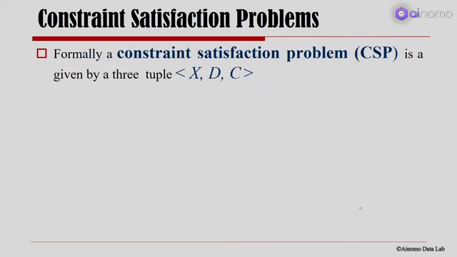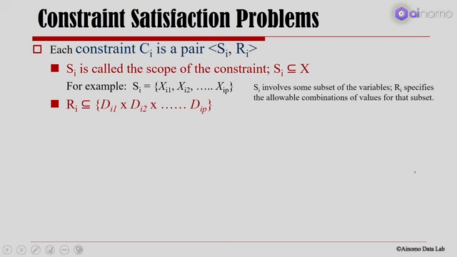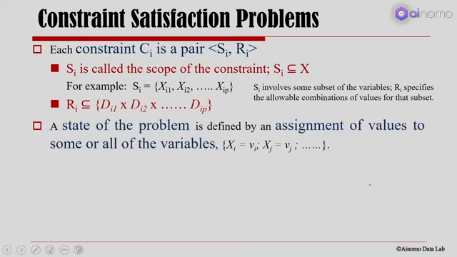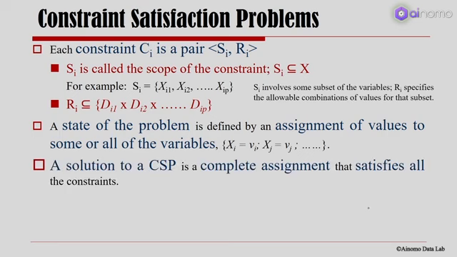Each constraint is a pair. S1 is called the scope of the constraint and involves some subset of the variables. Ri specifies allowable combinations of values for that subset. A state of the problem is defined by an assignment of values to some or all of the variables. A solution to a CSP is a complete assignment that satisfies all the constraints.